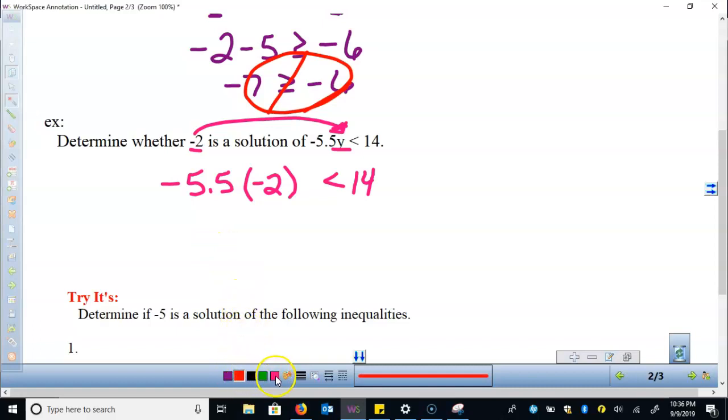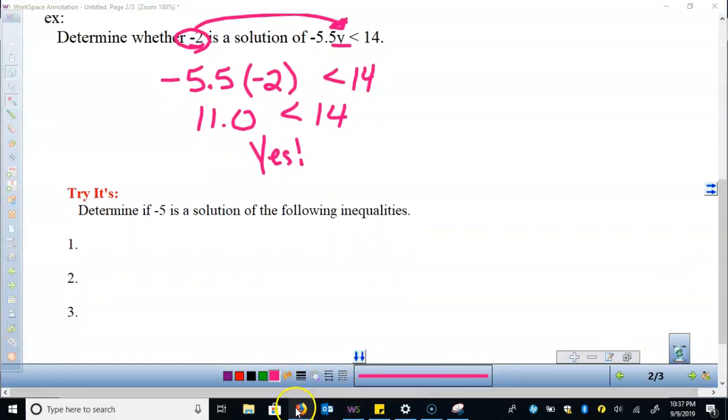Okay. So taking -5 and 5/10 times -2, negative times the negative, we know is going to be a positive. Okay? And we actually end up getting 11. 11 is less than 14, so yes, this is a true statement, and -2 is a possible solution. Okay?